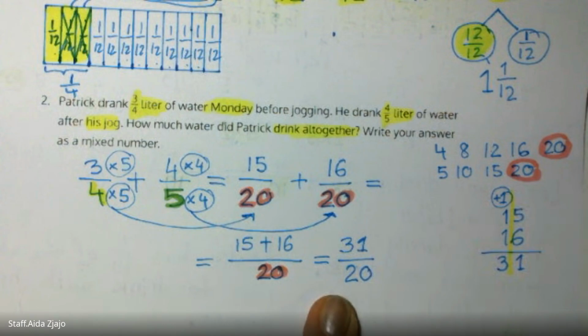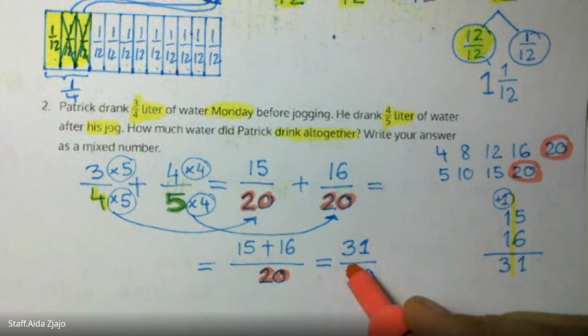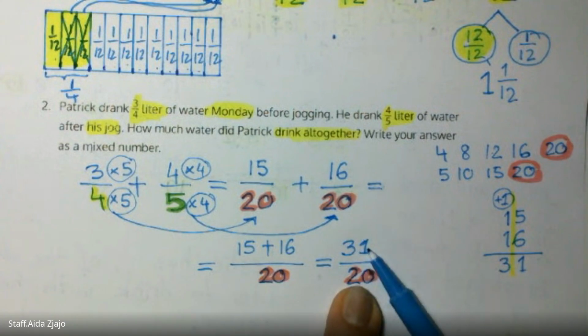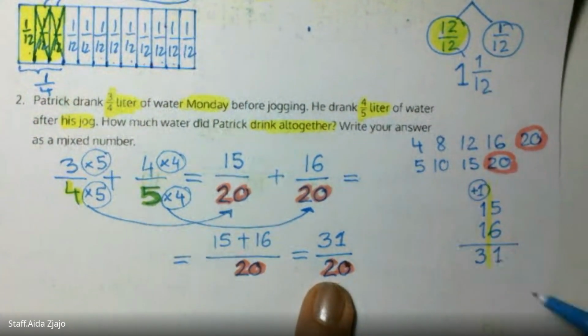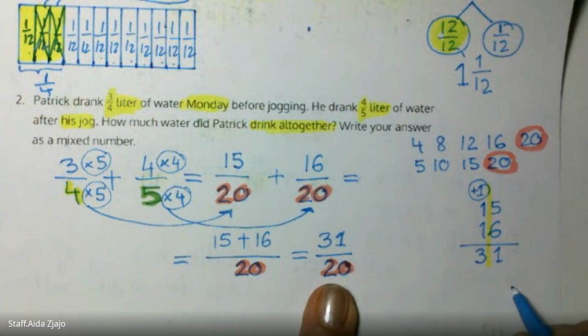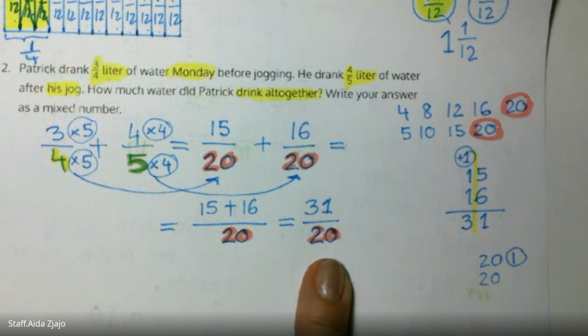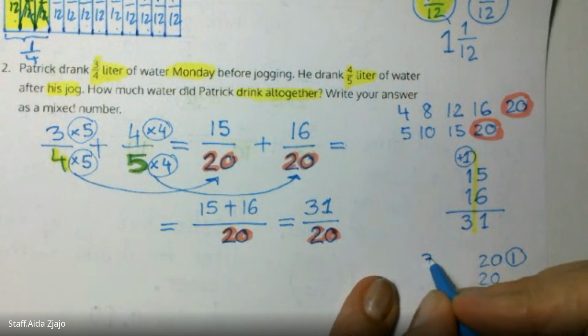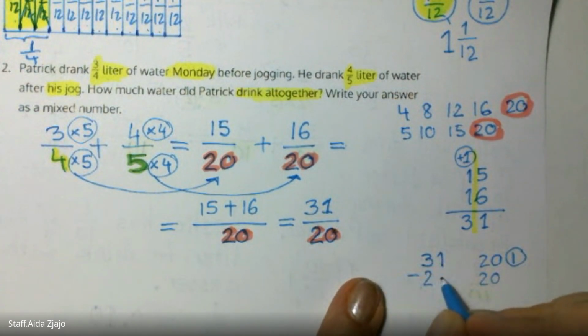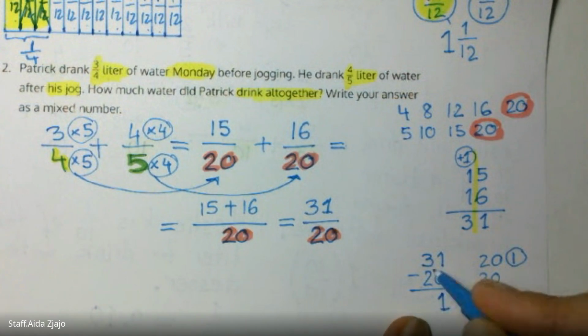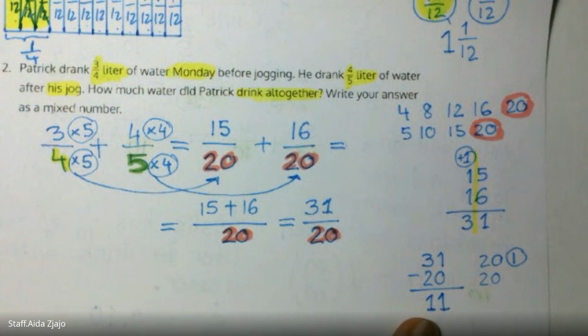Now we know that 20 pieces will make a whole. The question is, how many 20s are in 31? So we're thinking about 31. You have only one 20 in there. Look, only one. If you add one more 20, that would be 40. So you don't have a 40. It's 31. So how can I figure out what is left? 31 minus 20 will tell me that 31 minus 20 is 11. So 11 pieces will be left over.